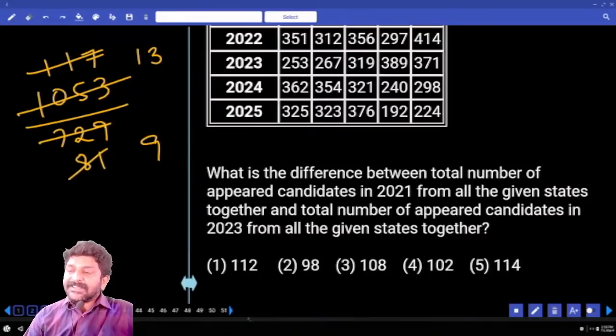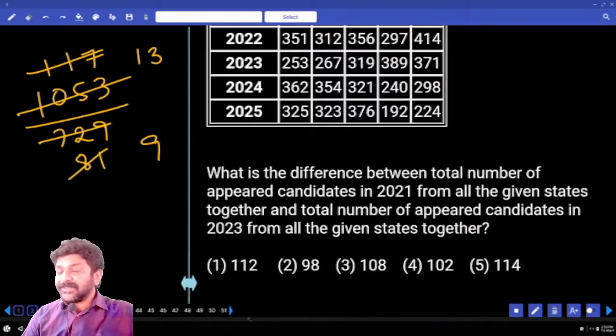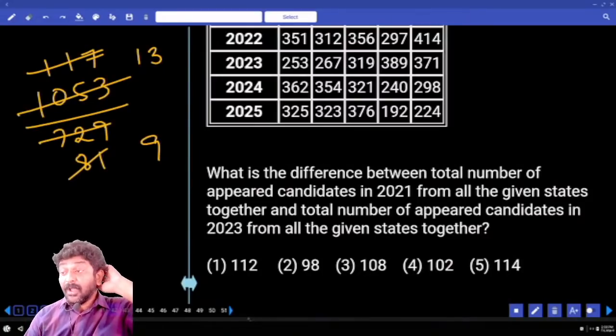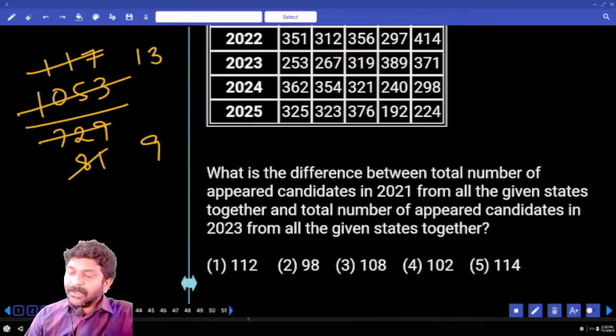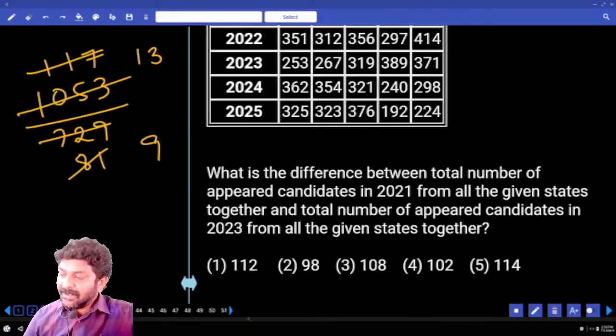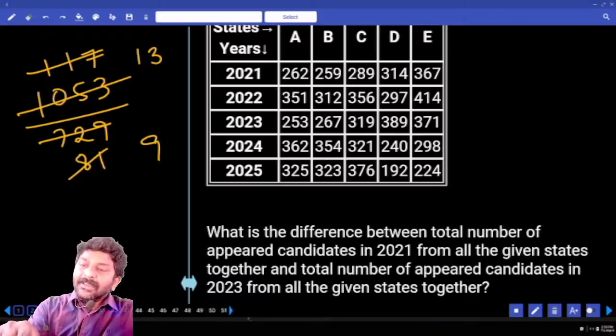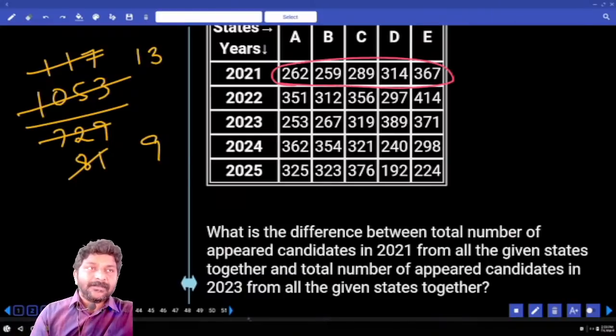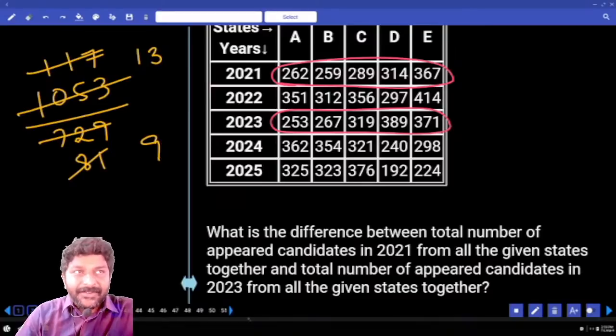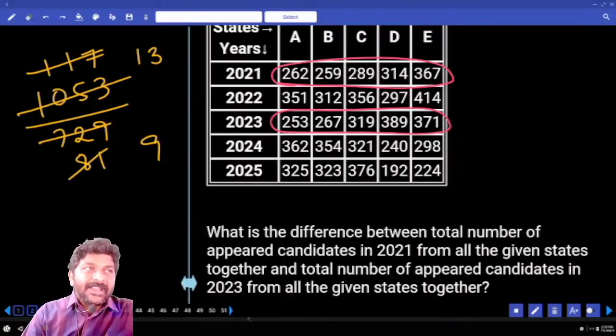What is the difference between total number of appeared candidates from 2021 from all the given states together, and total number of appeared candidates in 2023 from all the given states together? Right. This is difference between 21 and 23, correct? Sum of all these fellows, and difference. Do you do that? Because it takes time.